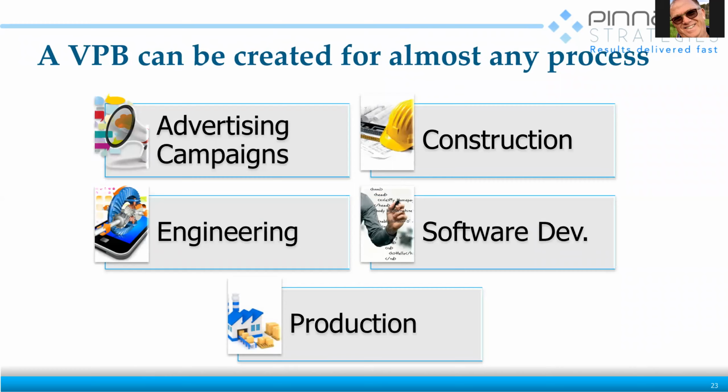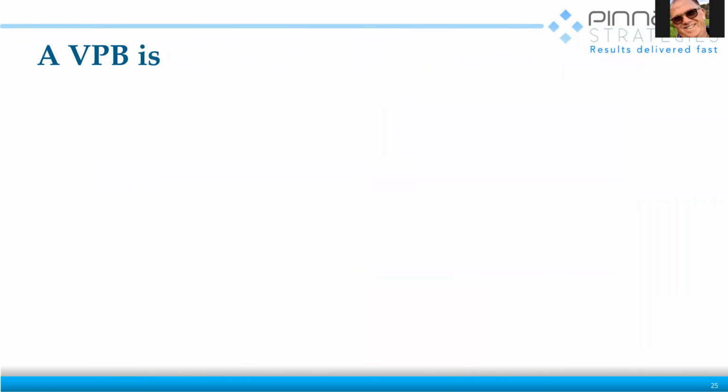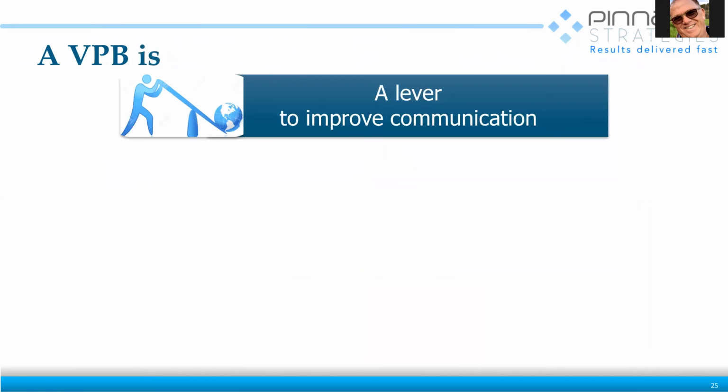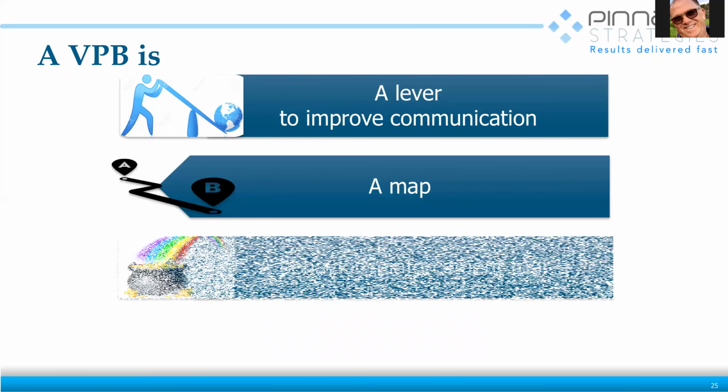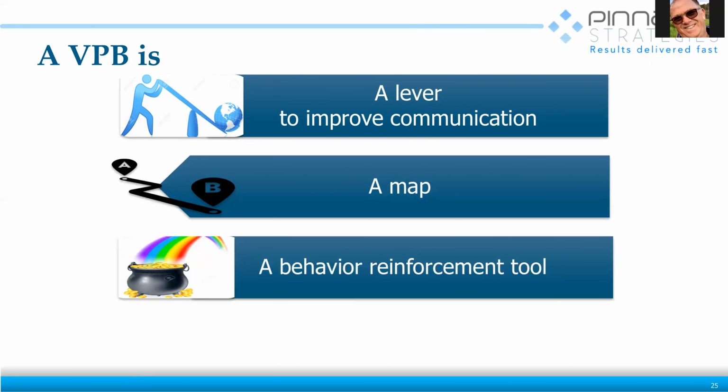Now, what the VPB is, what it is for you, it's a lever to promote communication. So if you've got a communication problem on what's the right thing to do, when do you do it, this is a lever to do that. It's a map, shows you where you are, where you're going. And it's also a behavior reinforcement tool.